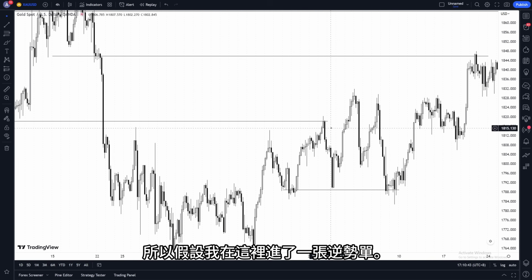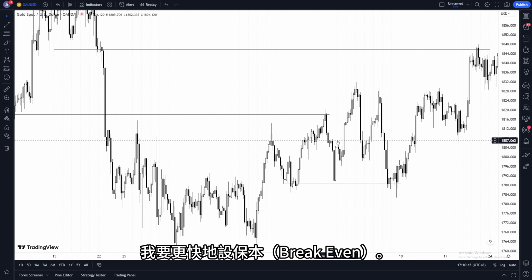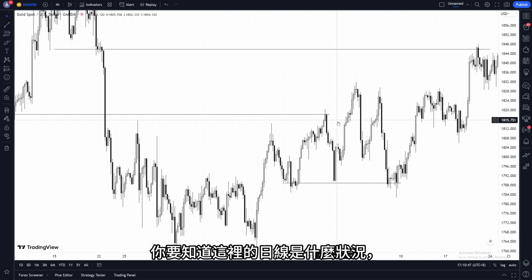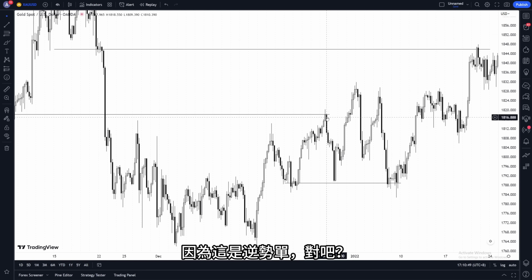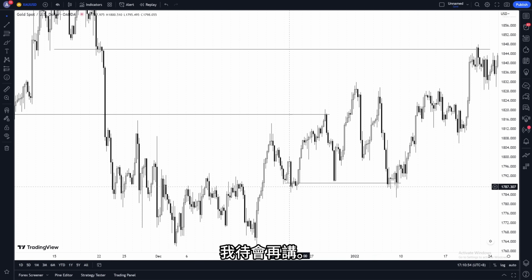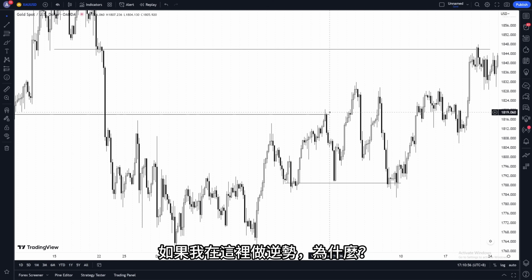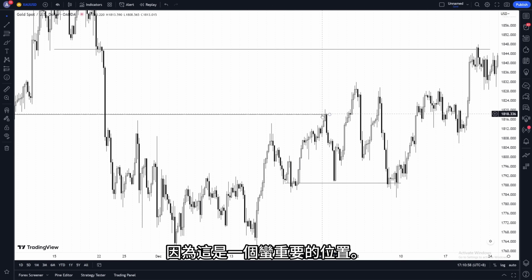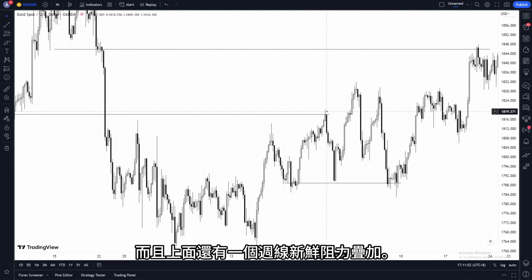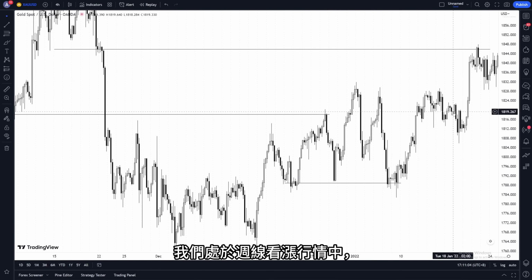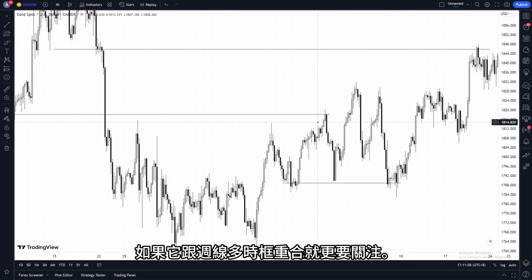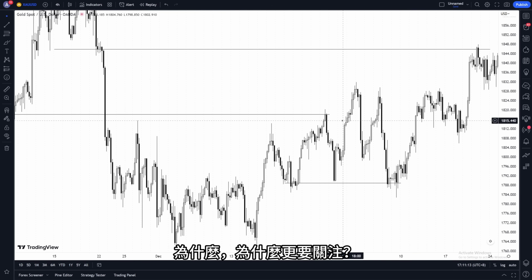So let's say I enter one counter trend over here. I want to go break even quicker. You know, I want to be aware of what's the daily in here, because this is a counter trend, right? If I'm selling in here counter trend, you guys already know how I entered this. I'll cover it later. If I'm entering here counter trend, why? It's because this is a pretty important level. We have ourselves a daily fresh resistance, and we also have a weekly fresh resistance on top of that, and we're in a weekly bullish storyline, which means daily fresh resistances are going to be our areas of concern, and more so if it's MTF to the weekly. Why more so?